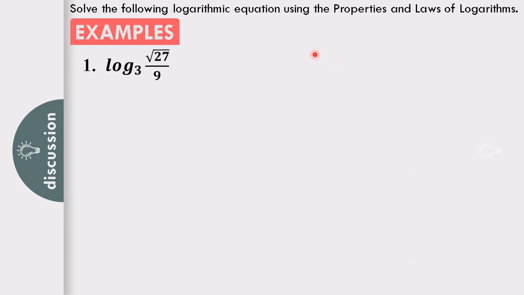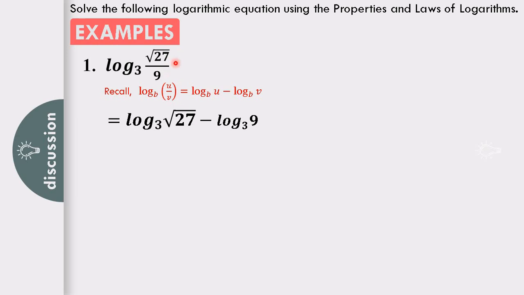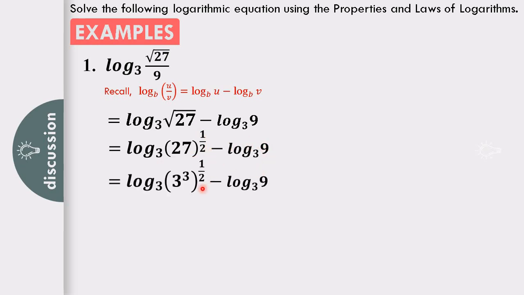So next one, solve the following logarithm equations using the properties and laws of logarithms. Okay, so first we have logarithm of square root of 27 over 9 to the base 3. Since it is divided, we will subtract them. Logarithm of square root of 27 to the base 3 subtracted by logarithm of 9 to the base 3. So square root of 27 is 27 raised to 1/2. And 27 is 3 cubed. So we have logarithm of 3 cubed raised to 1/2 to the base 3 subtracted by logarithm of 9 to the base 3.